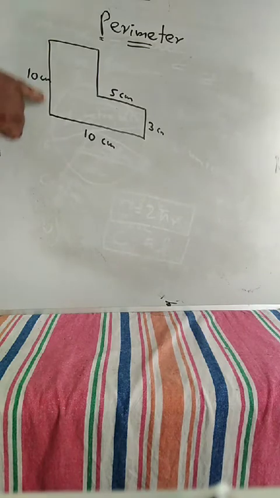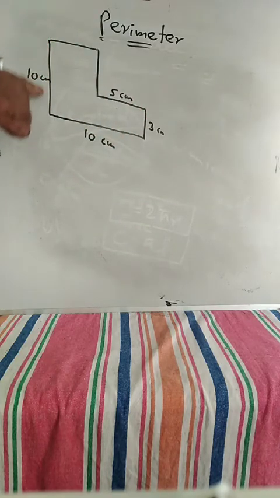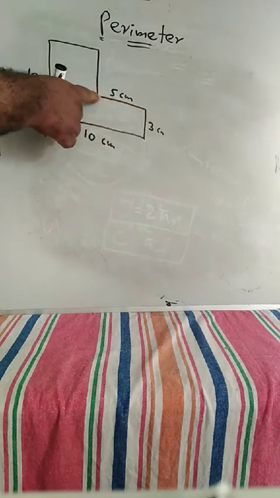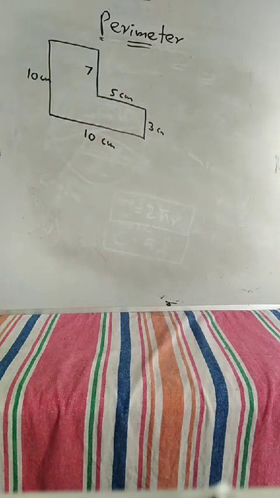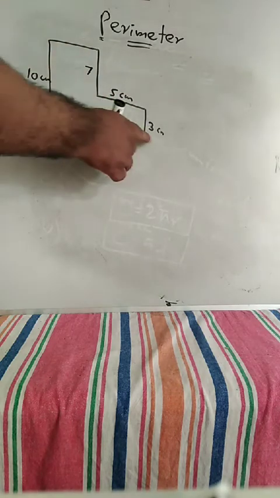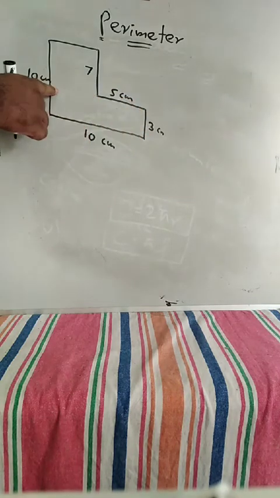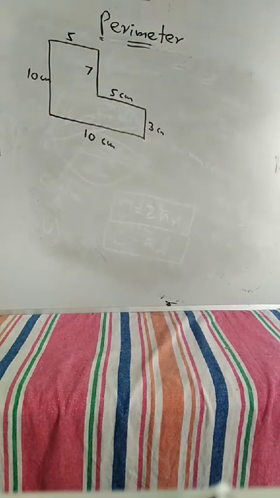Here this is 10 centimeters, 10 centimeters, 3. But this side is 10 centimeters and they have given 3, so what is the value of this length? If this is 3, this also 3. This must be 10 minus 3, so this must be 7. This length is 10, but here to here is 5 centimeters, then this must be 5. You can imagine.